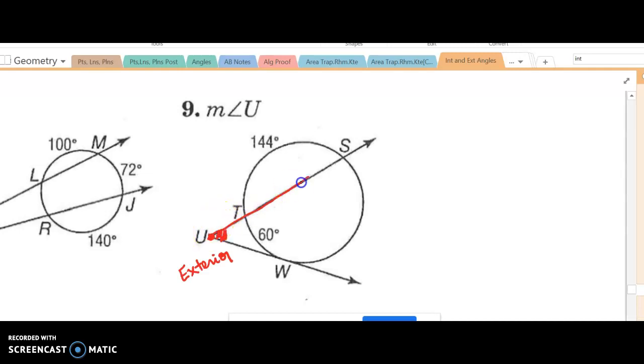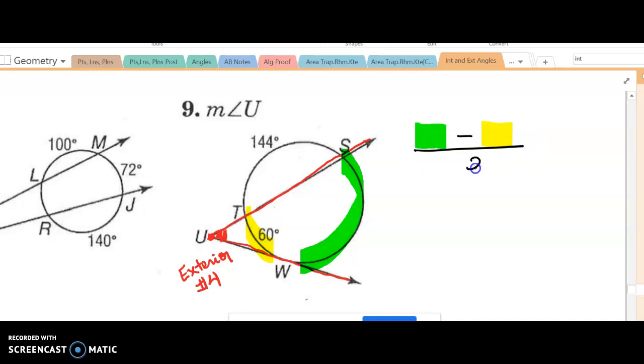Our lines, well, at least this one's going through the circle, this one's touching, but technically it doesn't matter. Anytime you have an exterior angle, you're using one of the strategies from 4. So that means you're taking the green arc minus the yellow arc, all divided by 2, in order to find the exterior angle, which is angle U in this case.